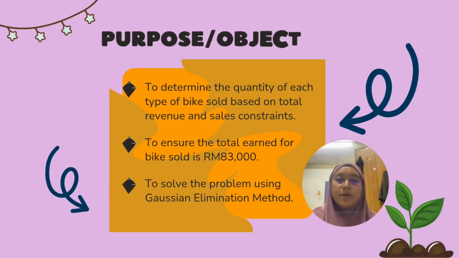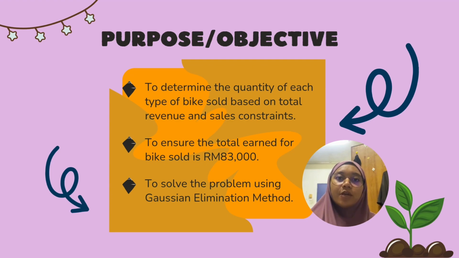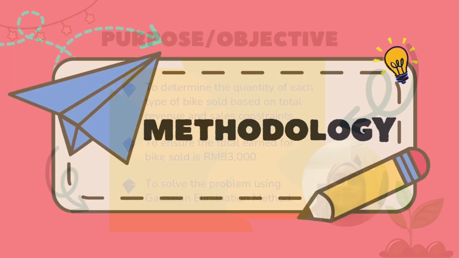So, the purpose of this case study is, number 1, to determine the quantity of each type of bike sold based on total revenue and sales constraints. Number 2, to ensure the total earned for bikes sold is 83,000 ringgit. Number 3 is to solve the problem using the Gaussian elimination method.